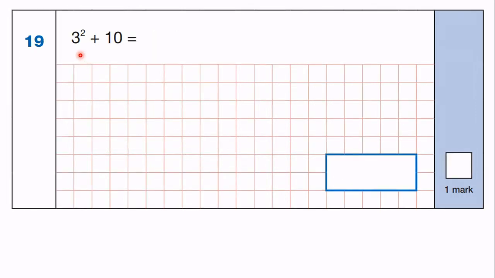Question 19. 3 squared plus 10. So this squared symbol, this small 2, means multiply the number by itself. So 3 squared means 3 times 3, which is 9. If we add 10 to that, we get our answer 19.